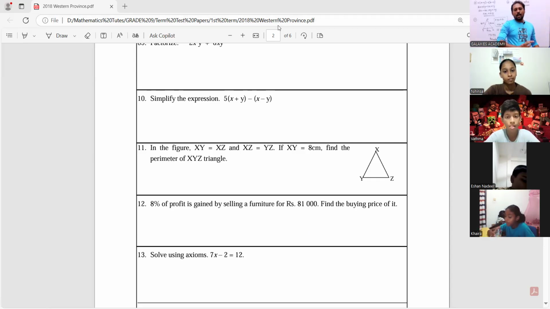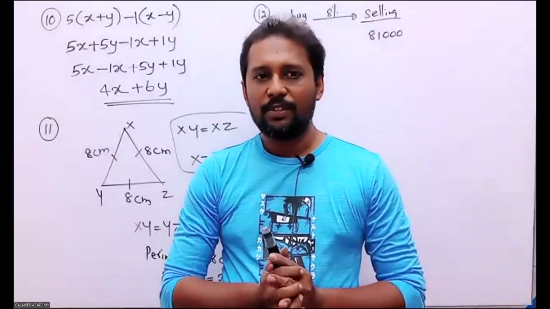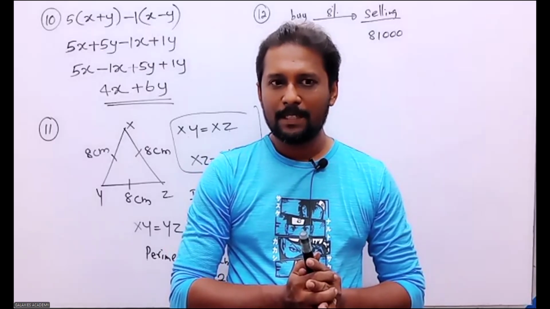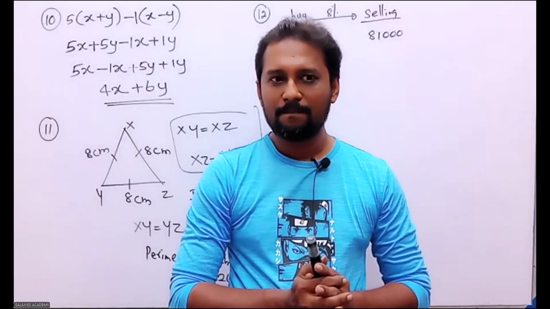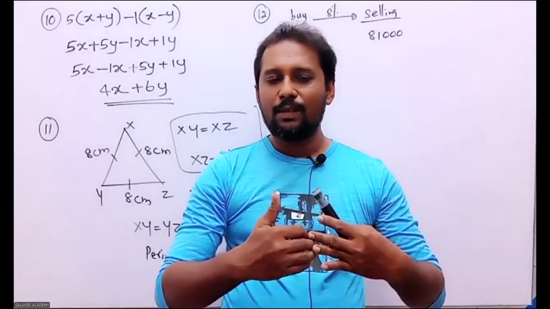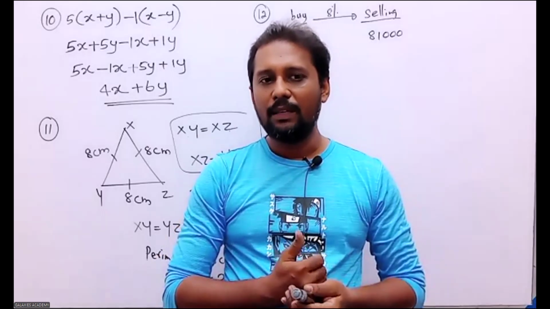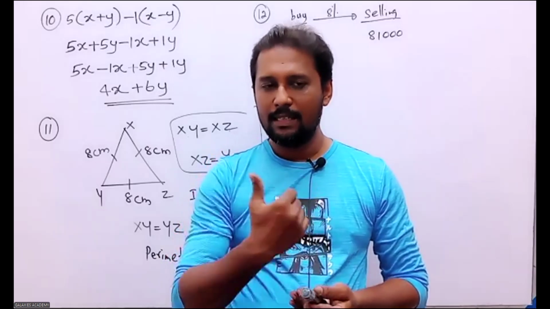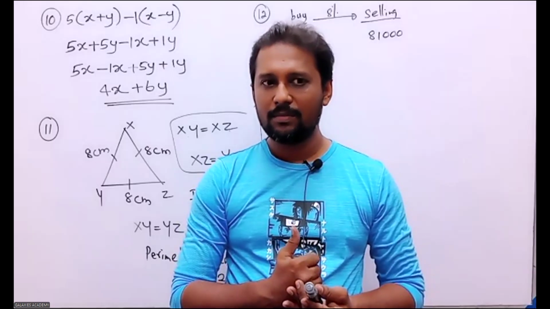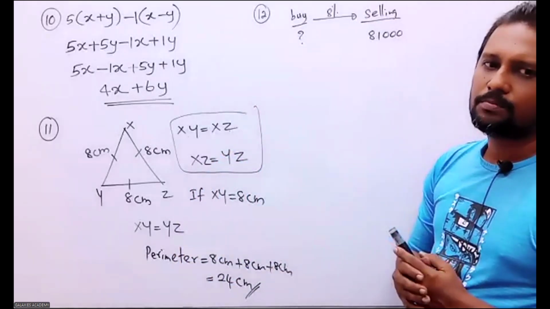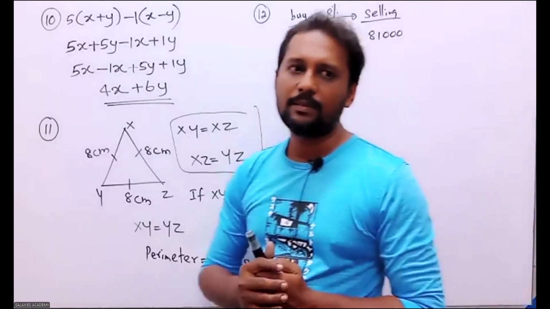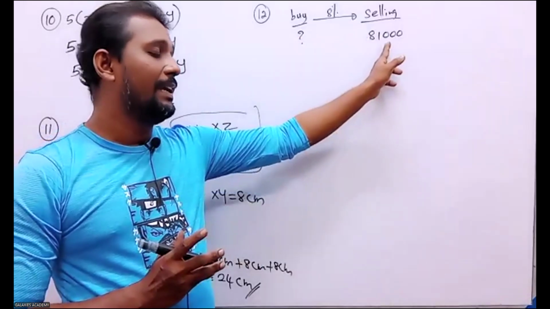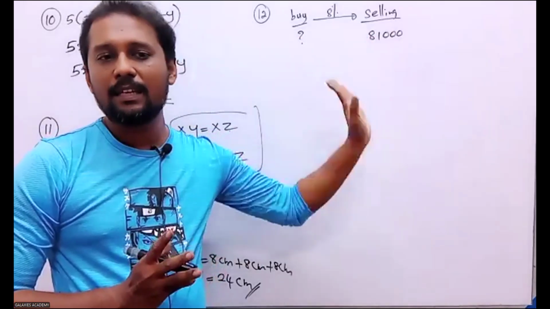Right. How you can do this one? What you have to do? Did you find it? What is the answer? Less than 81,000 value or greater than 81,000 value, the buying price. It should be less than 81,000 rupees, no? Right. How you can do? Only one method you can follow for this one. Right. If you find the 8% of 81,000 rupees, it is the incorrect method.